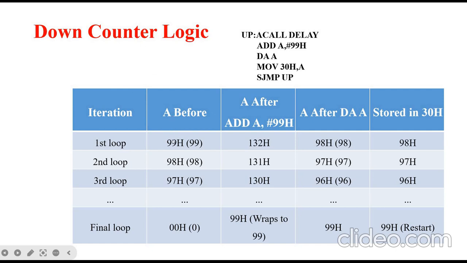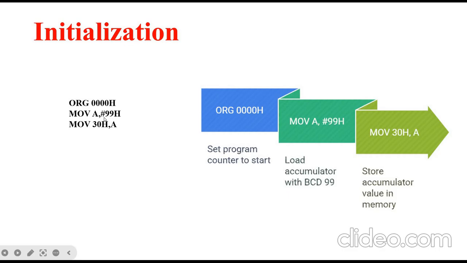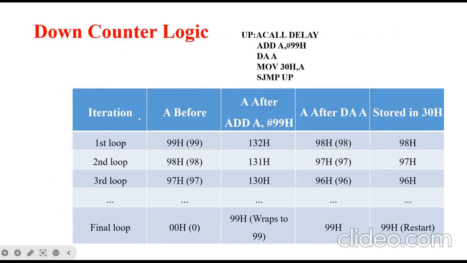In the first iteration, we have loaded the accumulator with 99h. Sorry, not this one. Here we have initialized the accumulator to 99h. So in the accumulator you have 99h. Then after the instruction ADD A, #99h, the value will be 132h, that is 99h plus 99h, it is 132h. Then you will use the decimal adjust after addition instruction. When you use the DAA instruction, the value in the accumulator will be 98h.